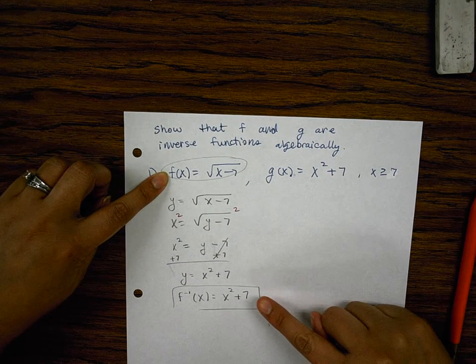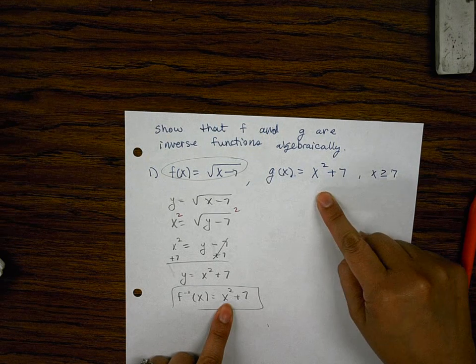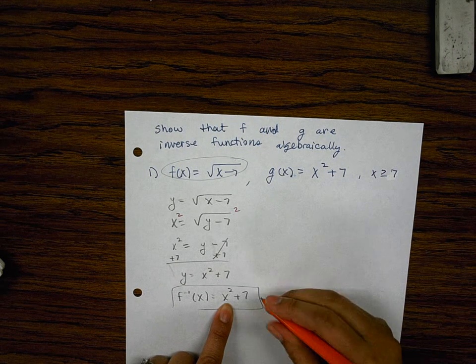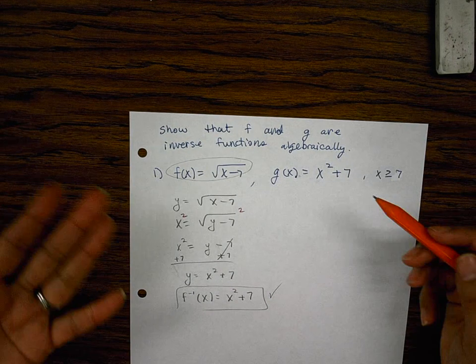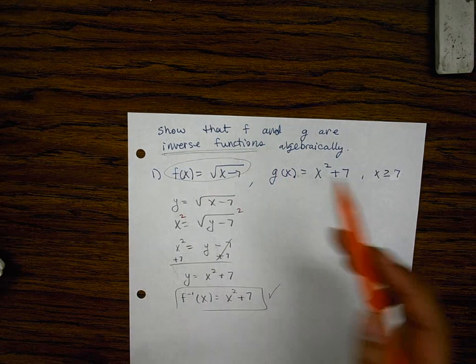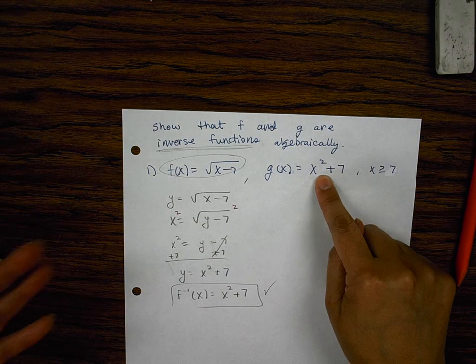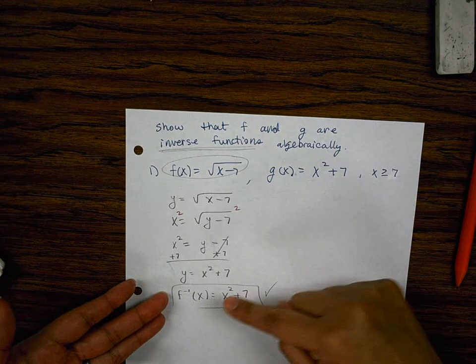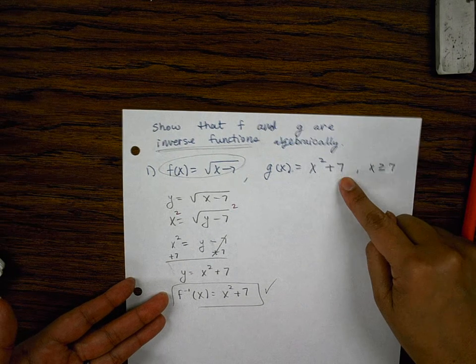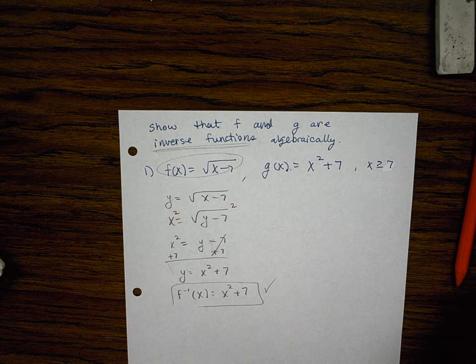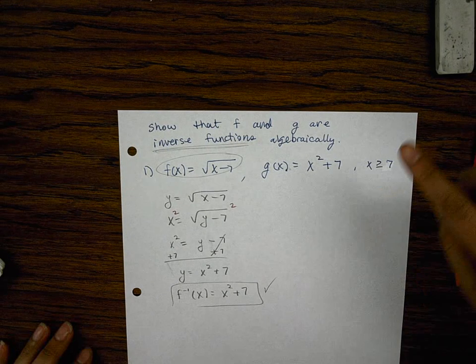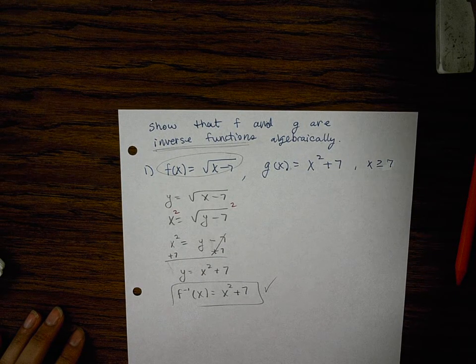And it's asking you to show algebraically that f and g are inverses of each other. Here's f inverse, and is it the same as the g function? It is, so you've proven that f and g are inverse functions. So all you have to do is pick one. It doesn't matter which one. I just picked the first one. Find its inverse and verify that it equals the other function they gave you. And that's all you have to do on those. That's it for this lesson.